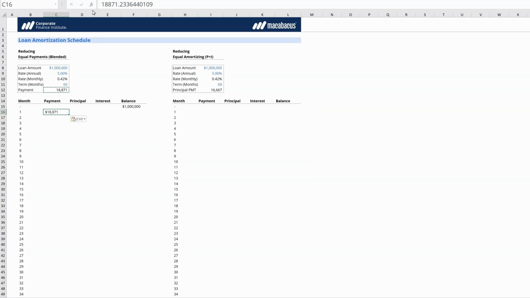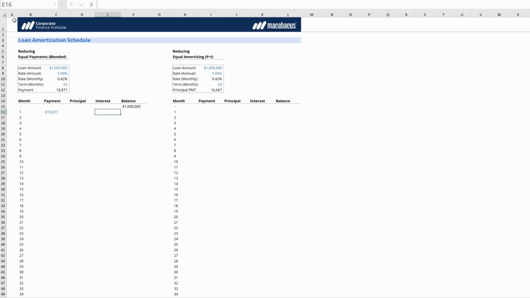We can toggle the color because that's effectively an input as opposed to a formula. This is important, you'll see here, because our numbers are rounded, but there are actually some cents involved. If we don't have the correct amount from the PMT function, then we run the risk of the loan not being actually zero balance at the end.